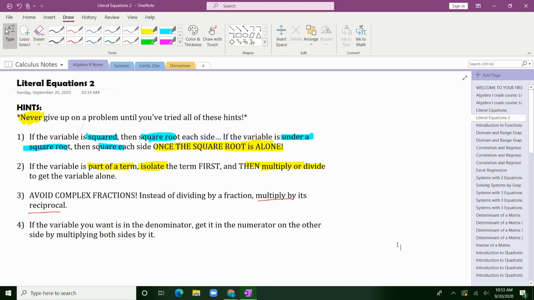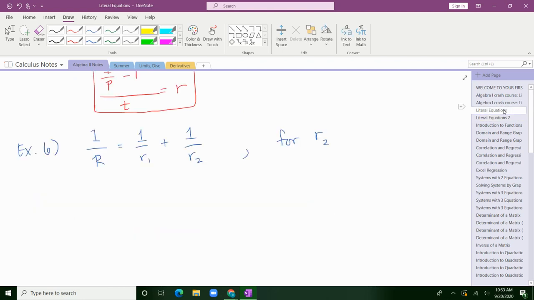Can you write down the hint first? Hint number 4. The hint says if the variable you want is in the denominator, if it's stuck in a denominator, you need to get it in the numerator, and the way you're going to do that is multiplying each side by it, which will get it on the other side. So pause, write that down, and then let me show you the last example for real. This is an actual formula from physics. I think it has to do with circuits and resistance, but we're looking for R2.